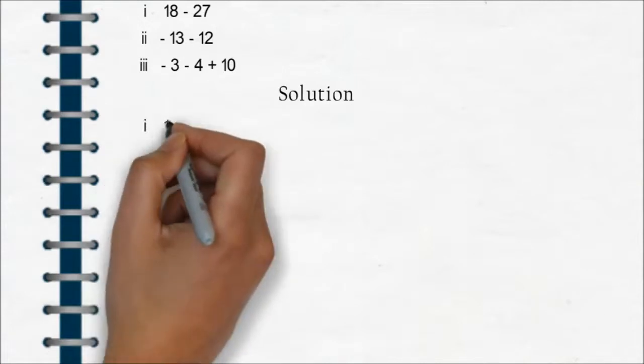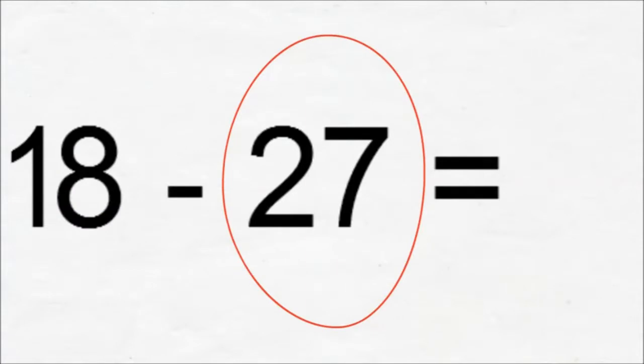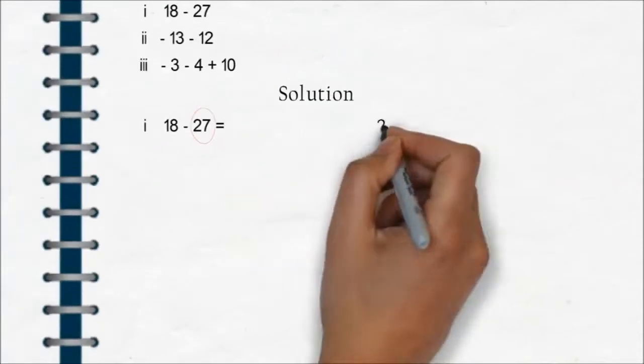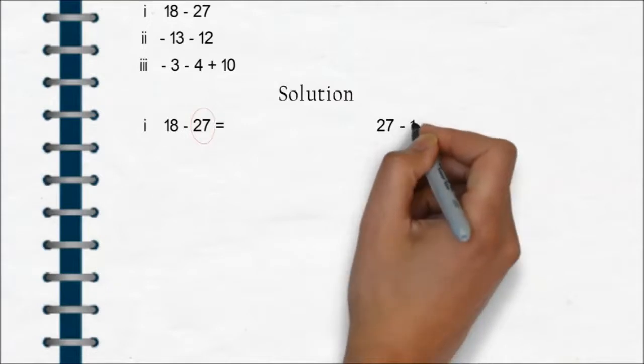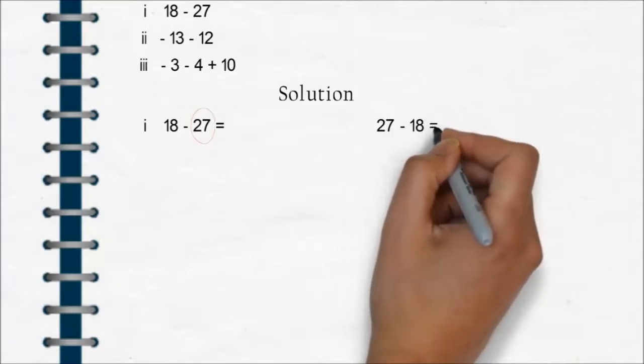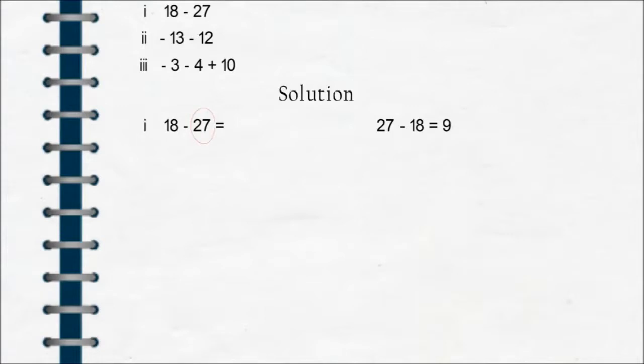Number 1 is a case of subtracting a large number from a smaller number. As you can see, 27 is bigger than 18. Therefore, we can simply find the difference between 27 and 18. We learned that from our last class. And the difference between 27 and 18 will be 9. Hence, 18 minus 27, since we're subtracting a large number from a small number, the result is going to be negative. So we're going to have a negative 9. Alright, we learned all of that from our last class.